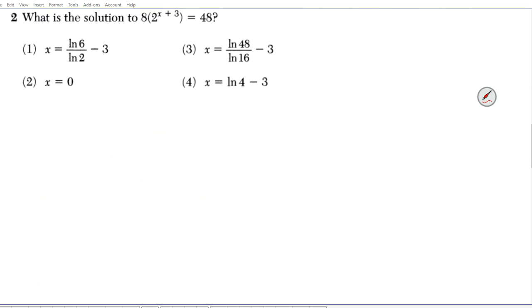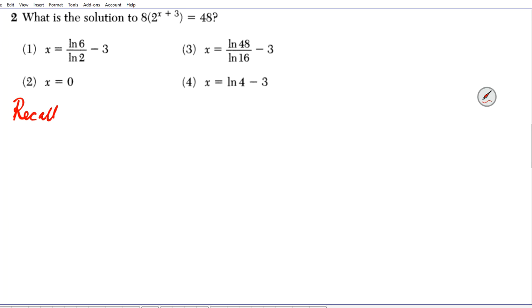Alright, let's take a look at question 2. It reads, what is the solution to 8 times the quantity 2 raised to the x plus 3 equals 48? Now, there are certain things you want to recall. Actually, one main thing you want to recall concerning the properties of logarithms that will enable us to solve this exponential equation. Okay? And what you want to remember, let's write it down.